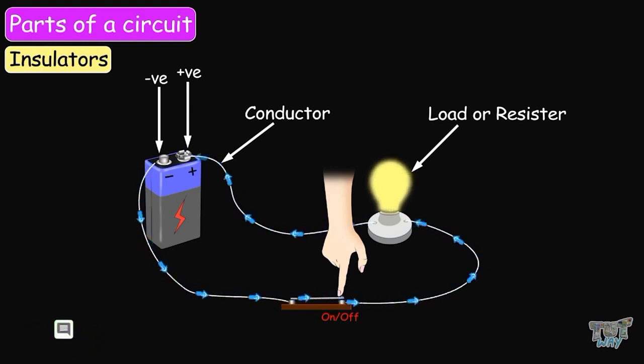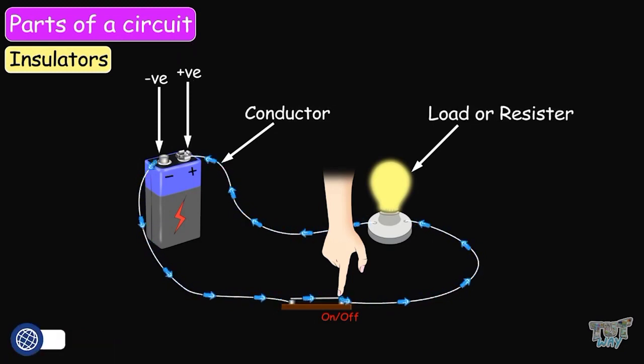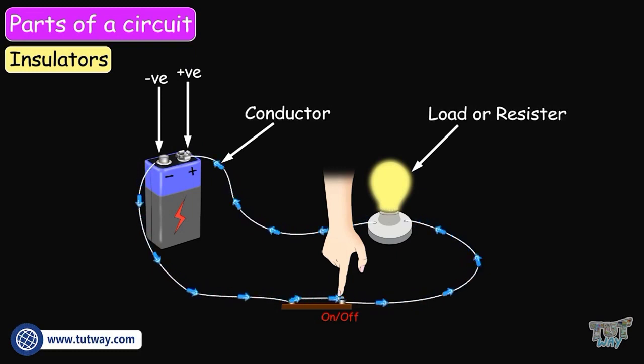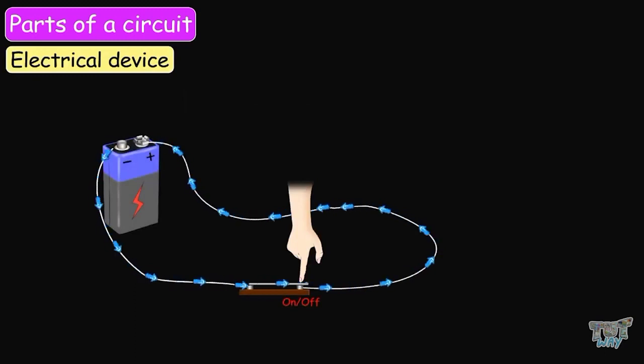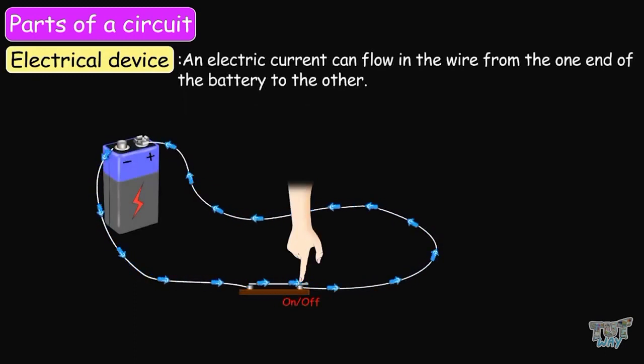That is, electrons move from the negative electrode to the positive electrode through the conductor, and in the middle we have a load or resistor, which is an electronic device that uses electricity. Now let's learn more about the load or resistor. That is the electrical device that we attach in the wire. An electric current can flow in the wire from one end to the other end, but nothing useful happens. The wire just gets hot and the battery goes flat.